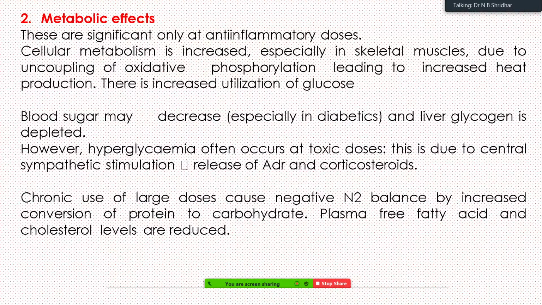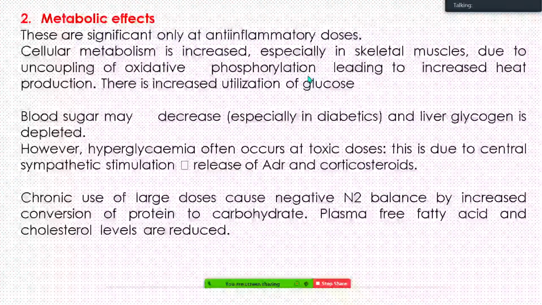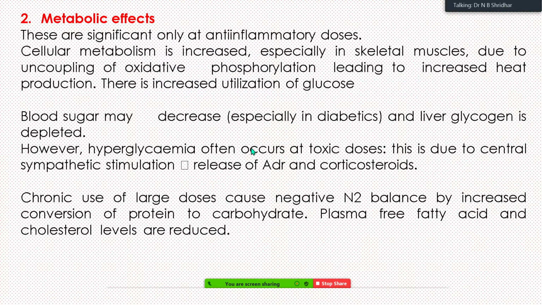Cellular metabolism is increased, especially in the skeletal muscles, and there is increased utilization of glucose, so blood sugar may be decreased, especially in diabetes, and liver glycogen is depleted. However, hyperglycemia often occurs at toxic doses, which is called aspirin induced hyperglycemia. This is due to central sympathetic stimulation and release of adrenaline and corticosteroid. Chronic use of large doses causes negative nitrogen balance by increased conversion of protein to carbohydrate, and plasma free fatty acid and cholesterol levels are reduced.